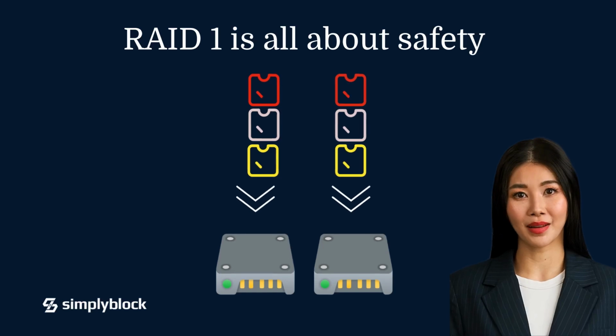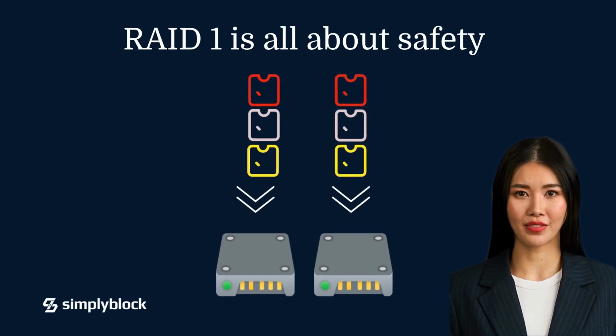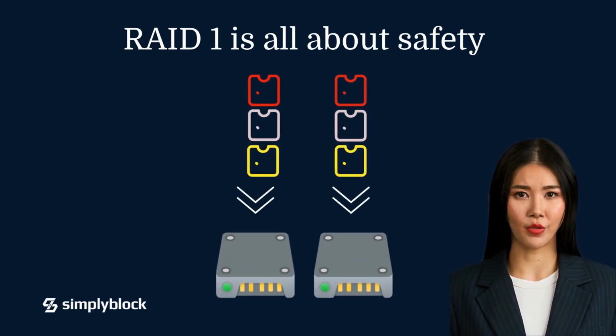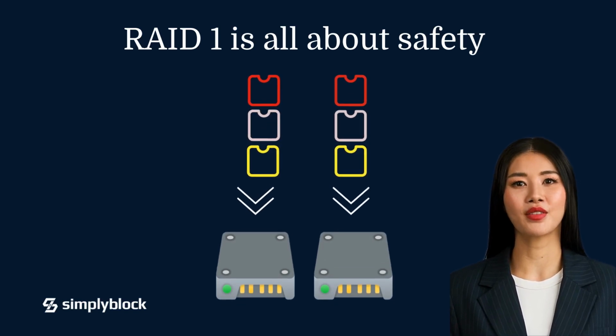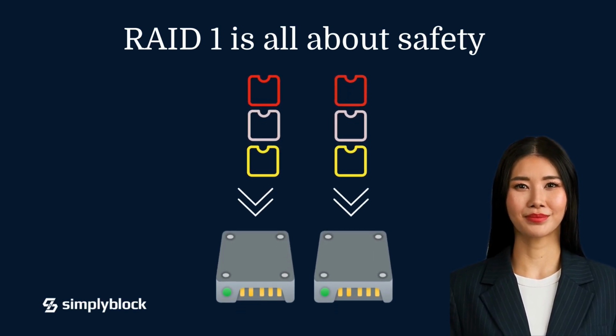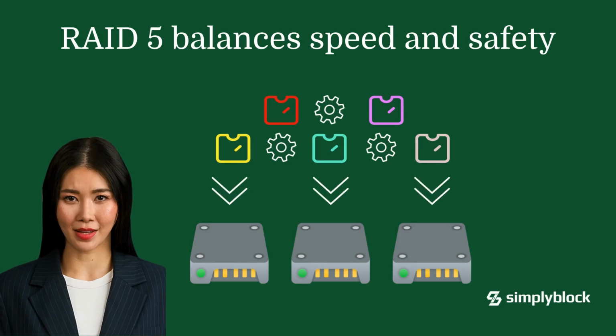Here, your data is duplicated or mirrored across 2 drives. If one drive fails, the other has a full copy. The downside? You only get half the total storage capacity. RAID 5 balances speed and safety.